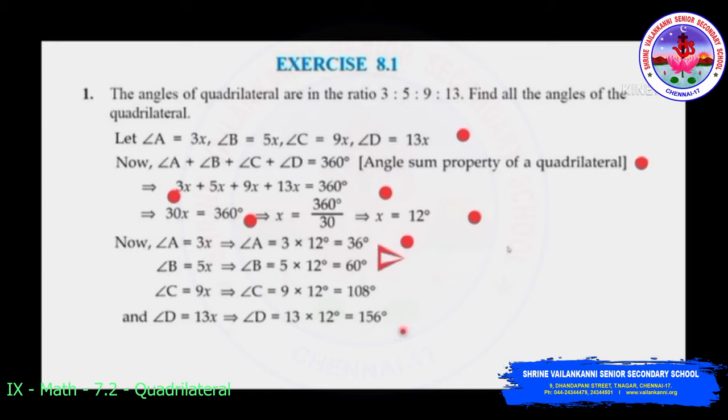So 5 into 12 is equal to 60 degrees. Angle C is equal to 9x, 9 into 12 degrees, which is equal to 108 degrees. Angle D is equal to 13x, so 13 into 12, which is equal to 156 degrees.